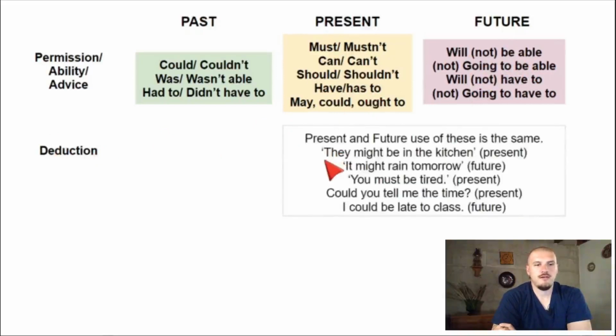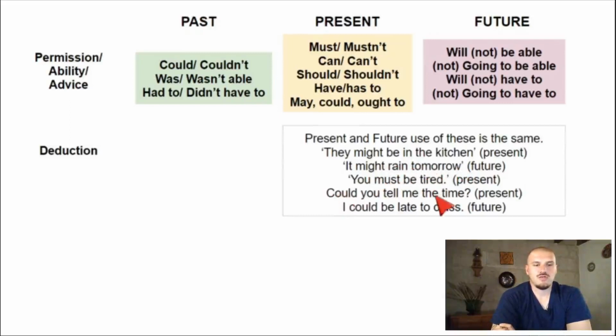For example, they might be in the kitchen, present, right? It might rain tomorrow is reference to the future. Quizás llueve mañana. Llueve mañana. Llueve es un verbo en presente, ¿no? Rain. Pero nos estamos refiriendo al futuro, utilizando la palabra tomorrow, ¿no?